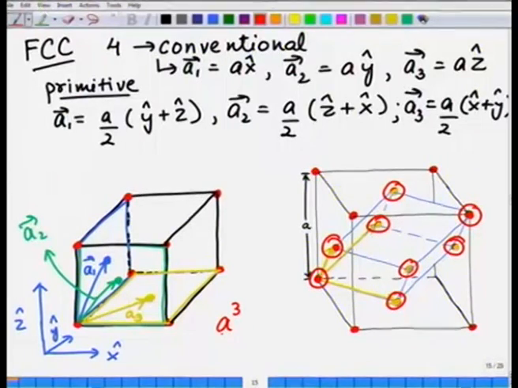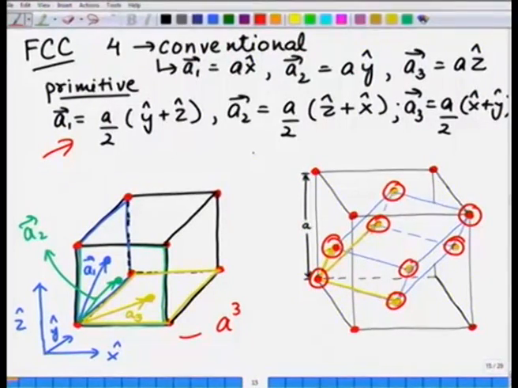A cube was a conventional cell, with a volume of a cube, but that would have 4 lattice points per unit volume. If you now calculate the scalar product of these three vectors, you calculate the volume, you will get 1/4 the volume. But this is a nice primitive cell.